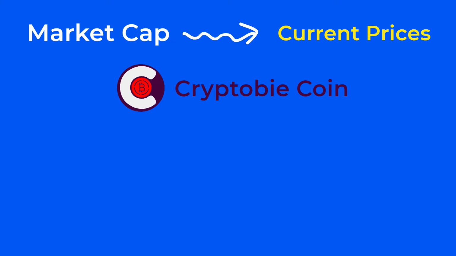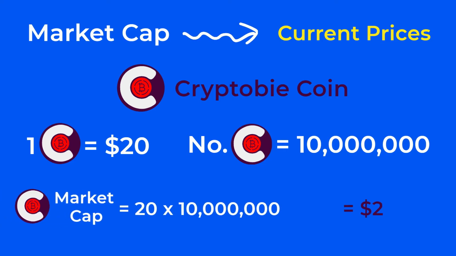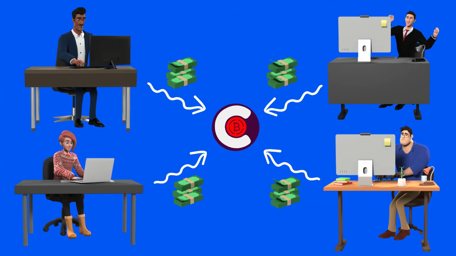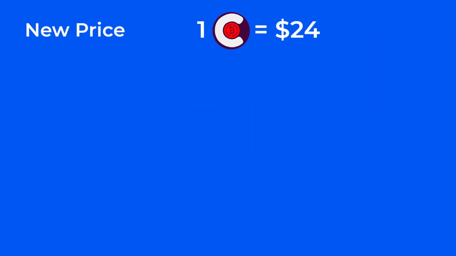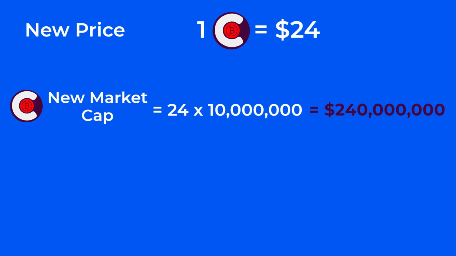For example, let's say that we have developed a coin. Its current price is $20, and we have 10 million coins in circulation in the market. Our current market cap is $200 million. Suppose that many people invested more in our coin. Total investments were about $3 million, and its price rose to $24 per coin. Now we have a market cap of $240 million.